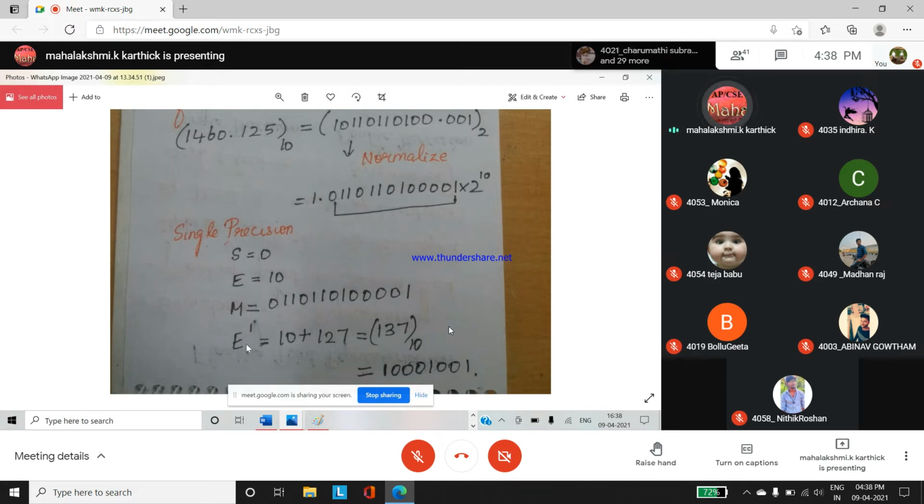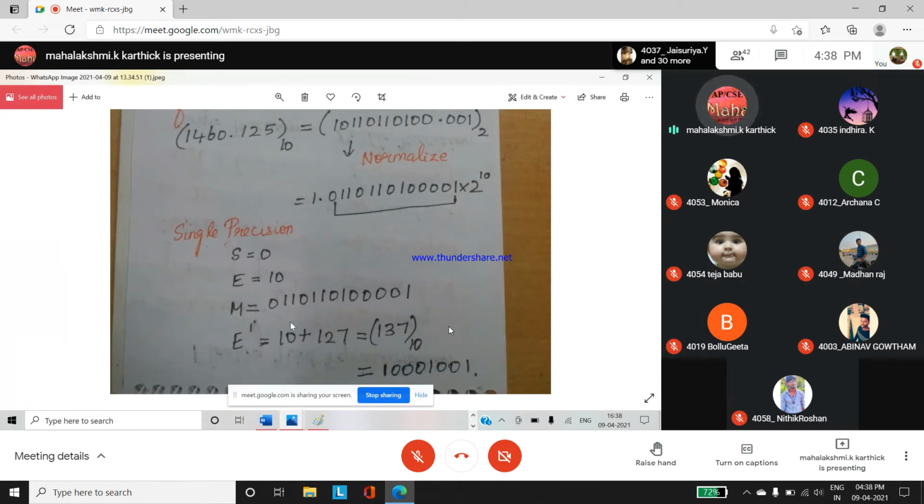Now we go for E complement. What is the formula for finding the biased exponent? E complement equal to E plus bias. So for single precision, what is the bias value? Students, please reply. 127. Very good. For double precision, what is the bias value? 1023. Very good.